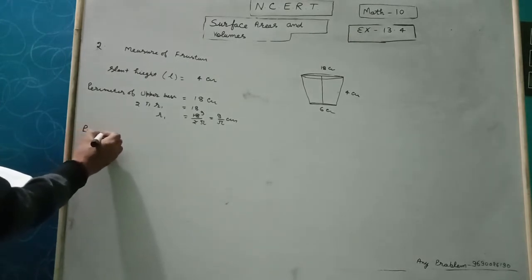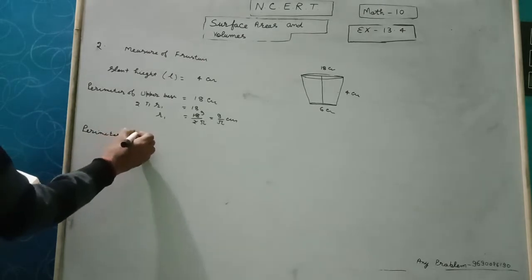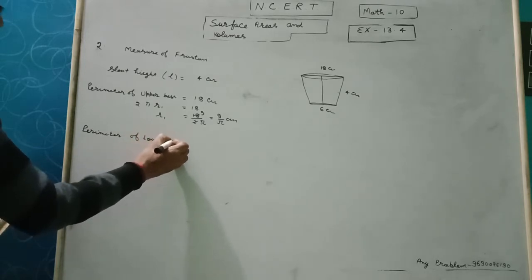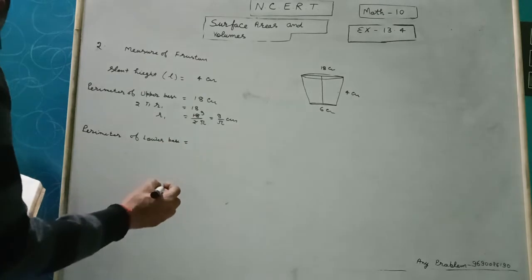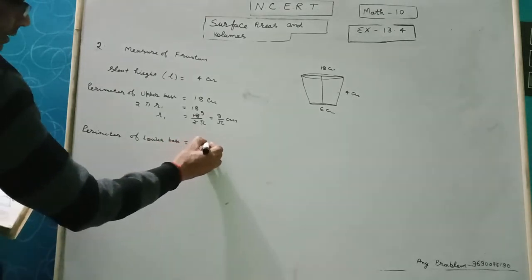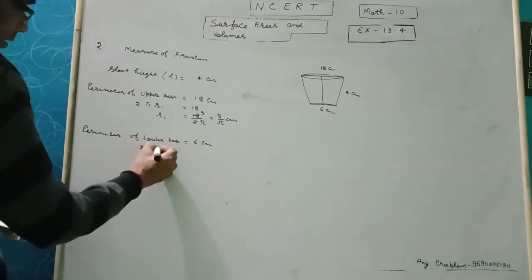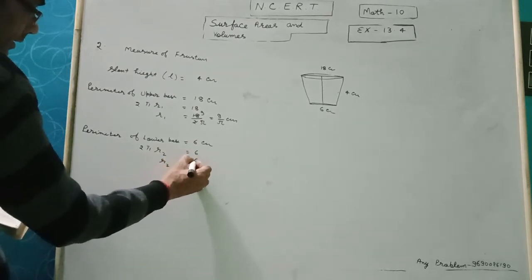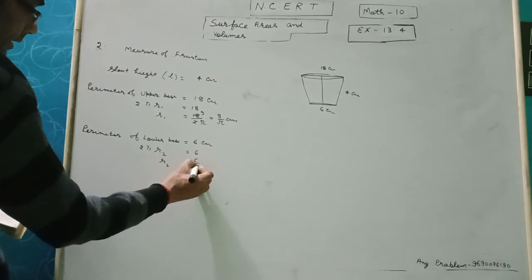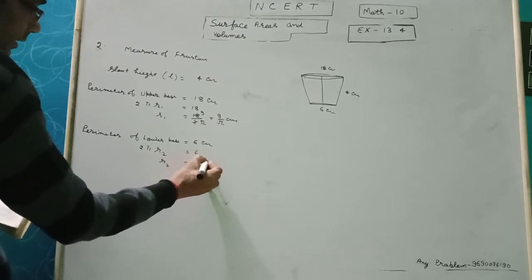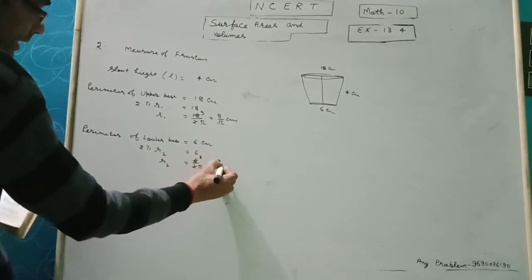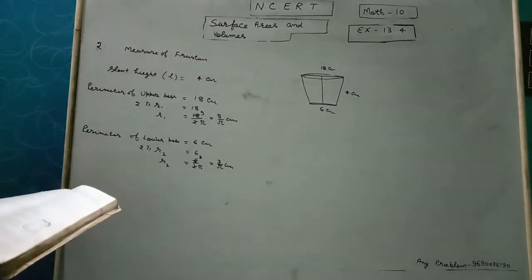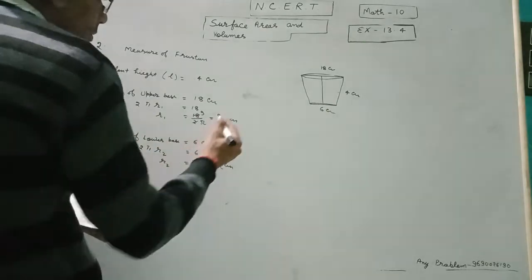Perimeter of the lower base is equal to 6 cm. In the given question, 2 pi r2 is equal to 6. r2 will be 6 upon 2 pi, divided by 2, 3 upon pi cm will be the radius of the lower base.